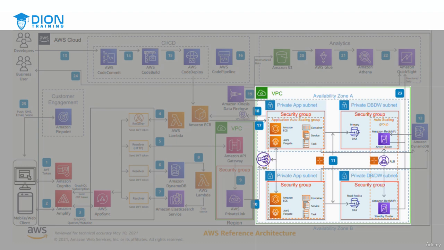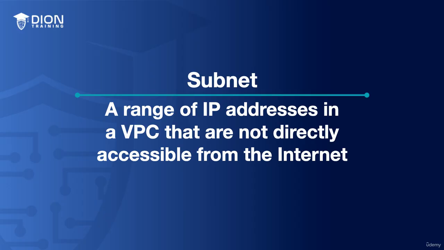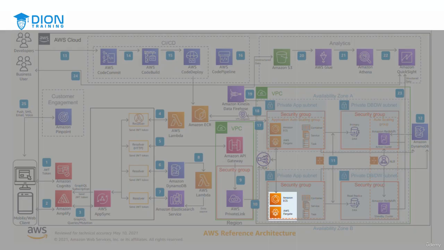Now, if you continue to look, you'll see the private subnets. A subnet is a range of IP addresses in a VPC. Private subnets are subnets that are not directly accessible from the internet. So you'll notice the Amazon ECS and the AWS Fargate, which is a serverless compute engine for containers that allows developers to run Docker containers without needing to manage the underlying infrastructure. And you can see they're deployed within private subnets and they provide an additional layer of security.